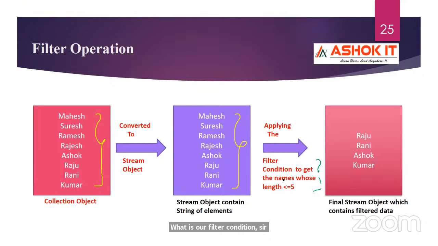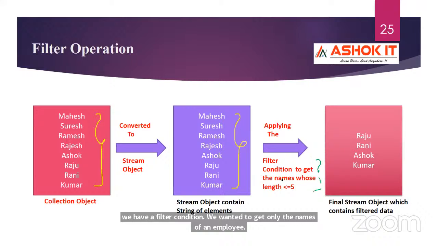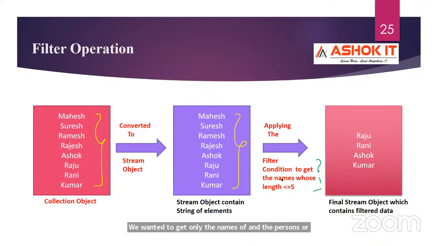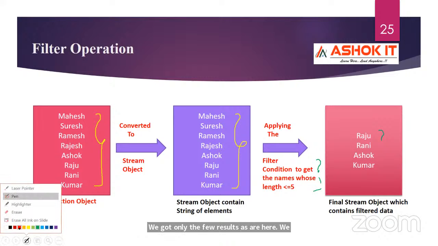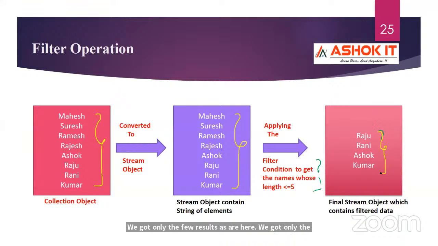So we have a filter condition. We wanted to get only the names of the persons, or the names of employees, whose name length is less than or equal to 5, sir. That's why we got only a few results here: Raju, Rani, Ashok and Kumar, sir. These are the names of employees having length less than or equal to 5, right, sir?